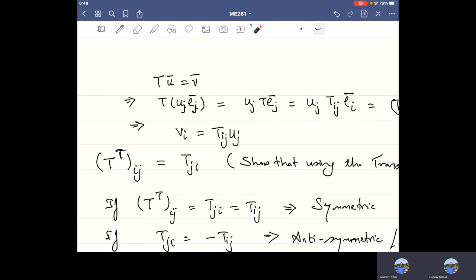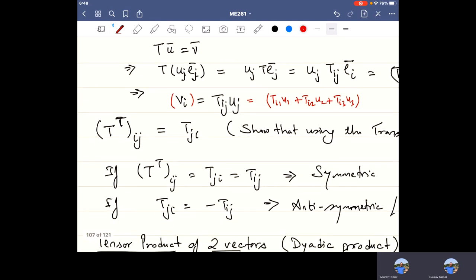Once we have defined the components of the tensor, now you can write the mapping. So T of u gets mapped to v, and the vector v is now given by this quantity: the components of the tensor Tij multiplied by uj and summed over j. So this is essentially Ti1 u1 plus Ti2 u2 plus Ti3 u3. And then index i, corresponding to the component of v, will run from 1 to 3. So v1 would be T11 u1 plus T12 u2 plus T13 u3.